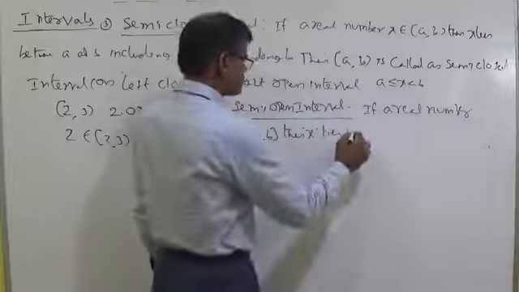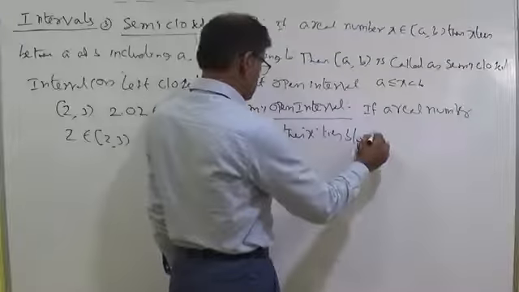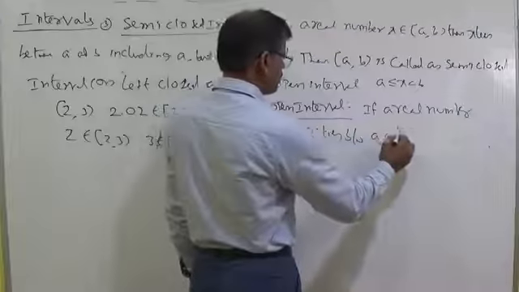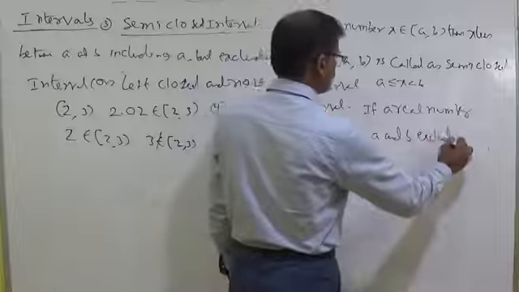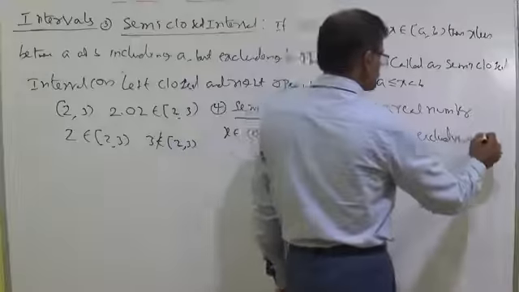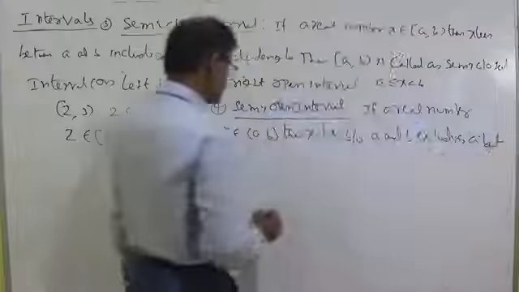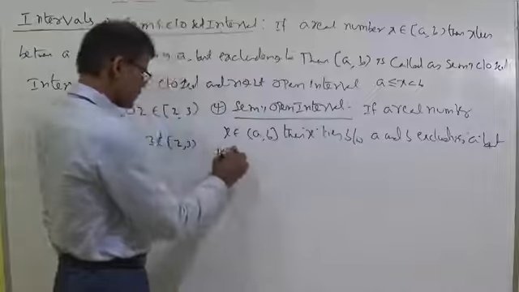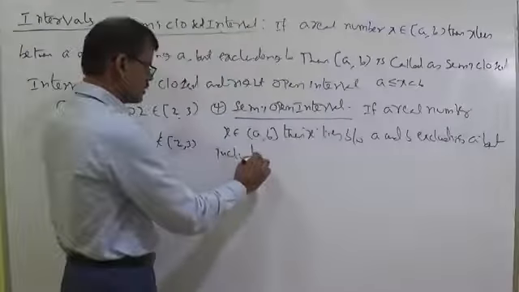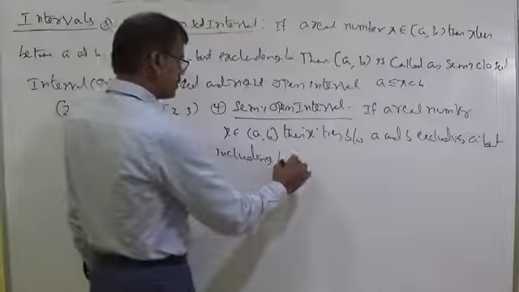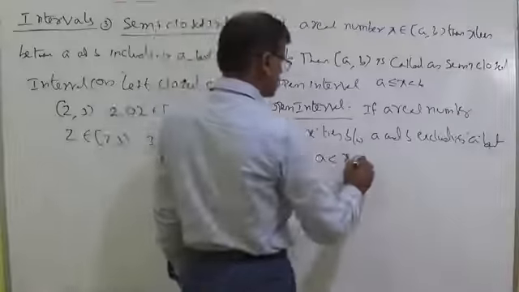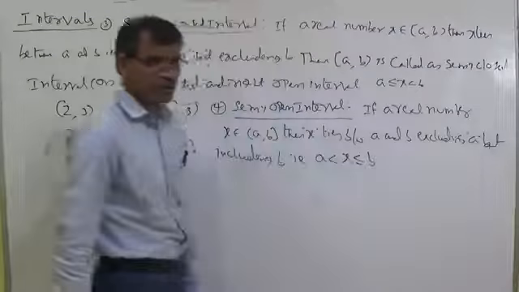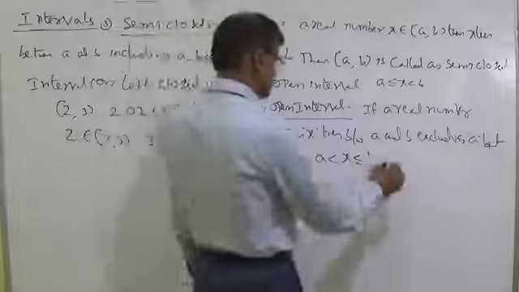Then x lies between A and B, excluding A but including B. Excluding A but including B. That is, the notation you should write like this: A less than x less than or equal to B.